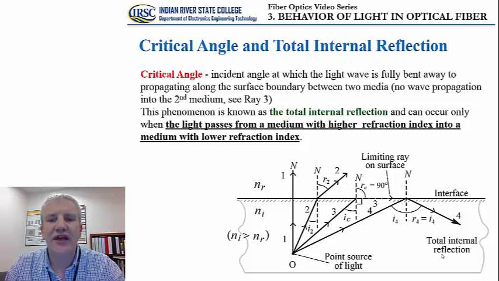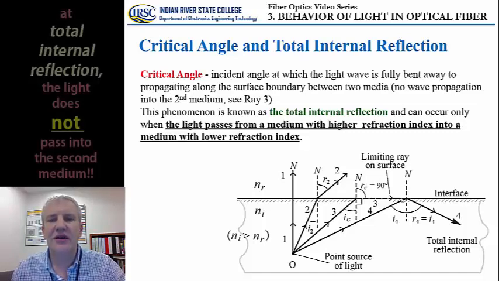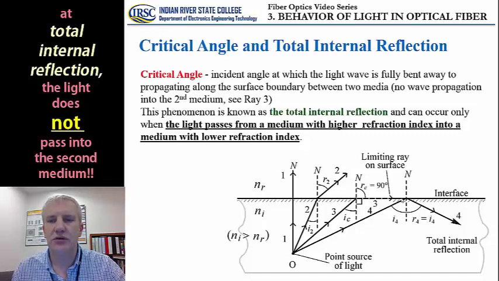That is the case of a light ray 3, where we see that the refracted light ray is basically traveling along the boundary between the two media, between the glass and the air. In such a case, we are saying that total internal reflection occurred. Total internal reflection means that the light does not refract, does not pass into the second medium, does not pass into the air in our case.